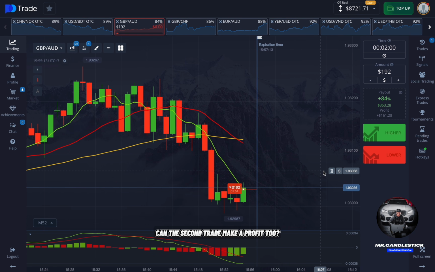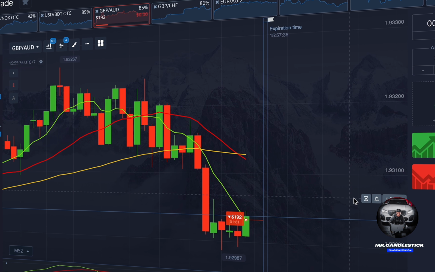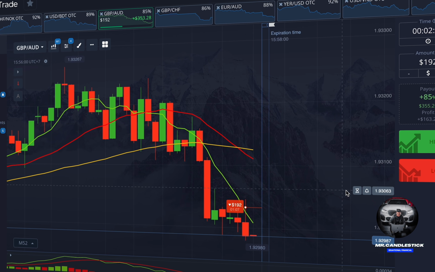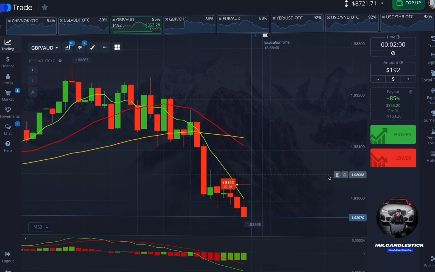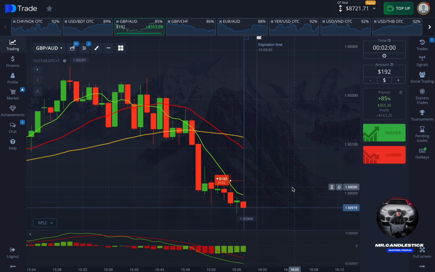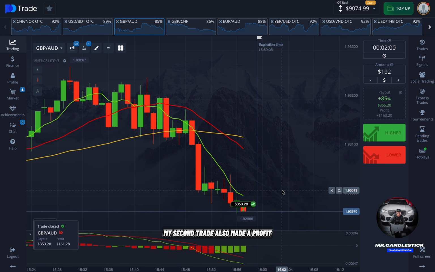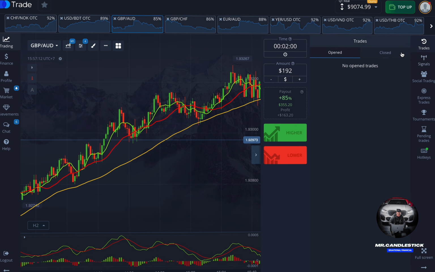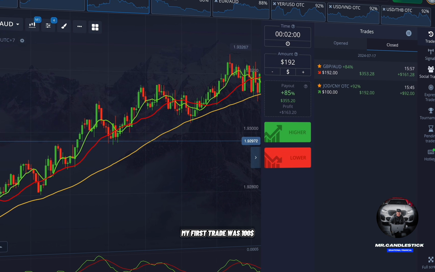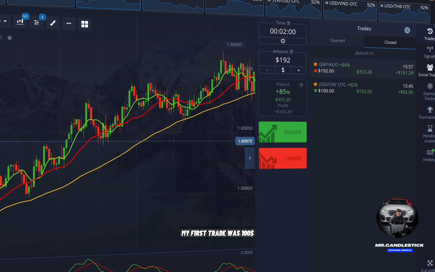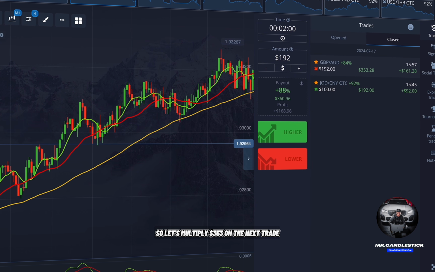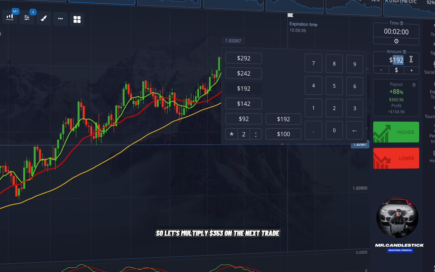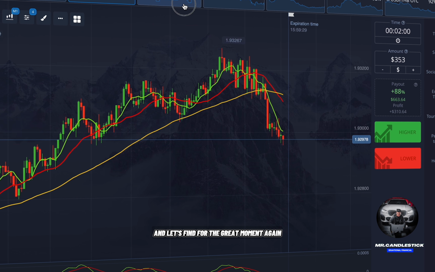Can the second trade make a profit too? Okay, let's see. Great! My second trade also made a profit. Two trades without a loss. My first trade was $100, and has multiplied to $353. So let's multiply $353 on the next trade. And let's find a great moment again.